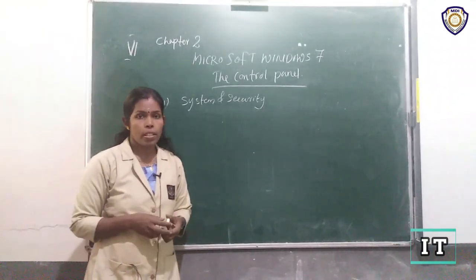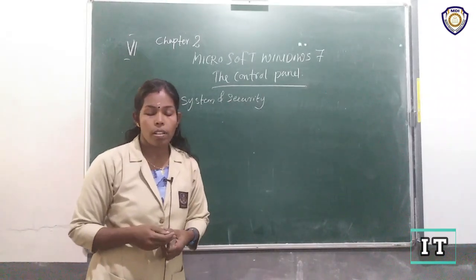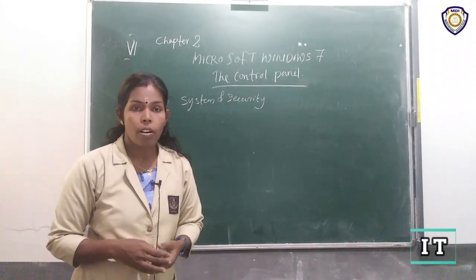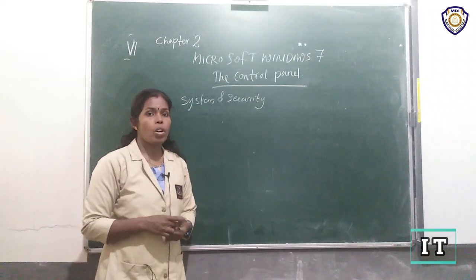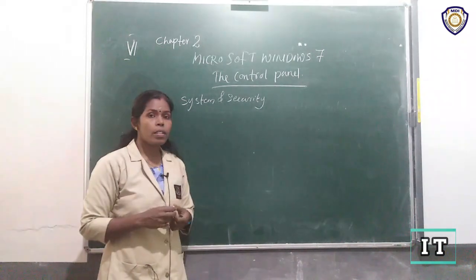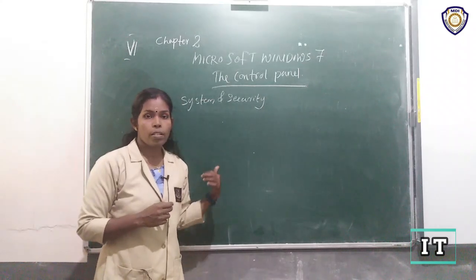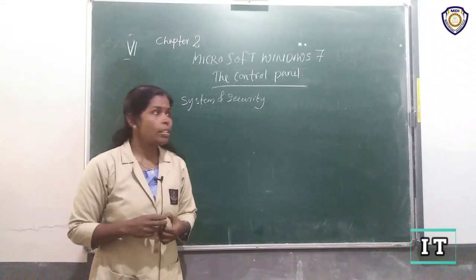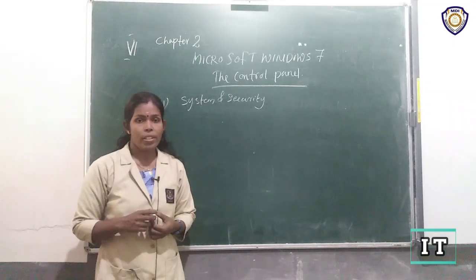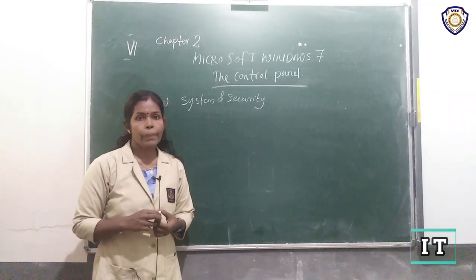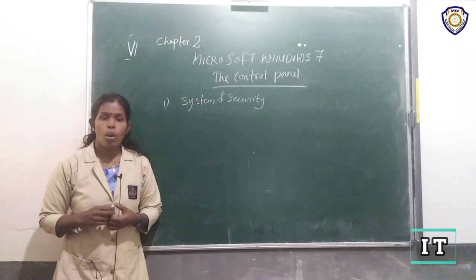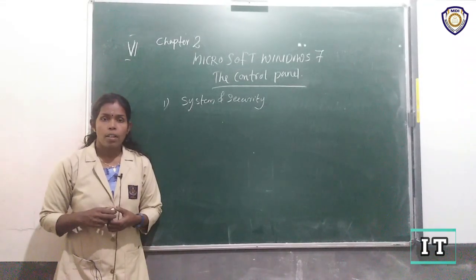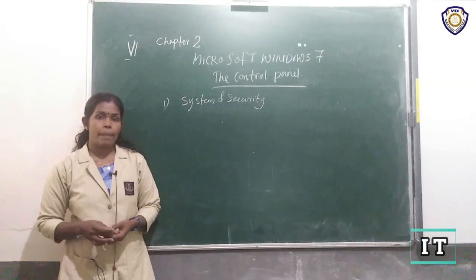System and security: to control the overall operations of the system, we use this, or we click this option, system and security. System and security is used to set the overall operations of the system.